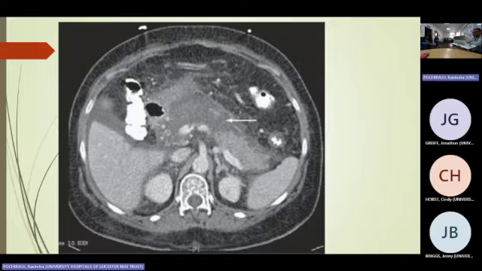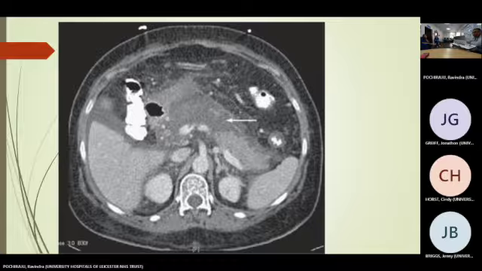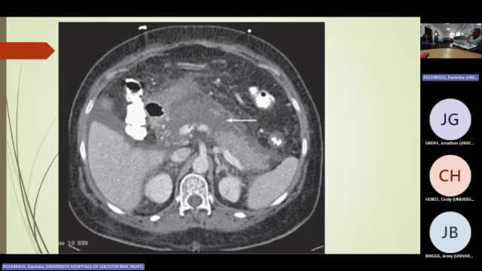What is this? No, it's that, the pancreas. That is the pancreas. Yeah, I was going to say it. They're going to think I'm in love with the pancreas.